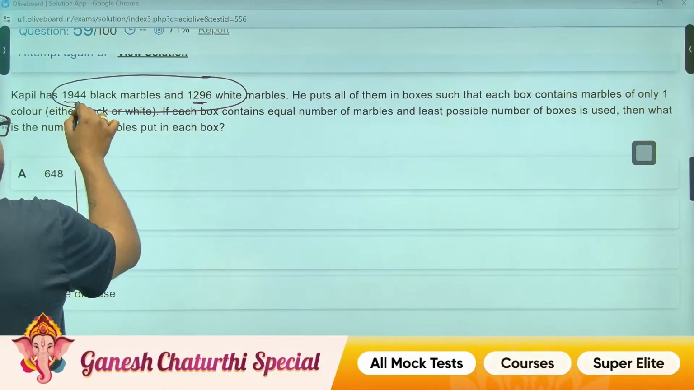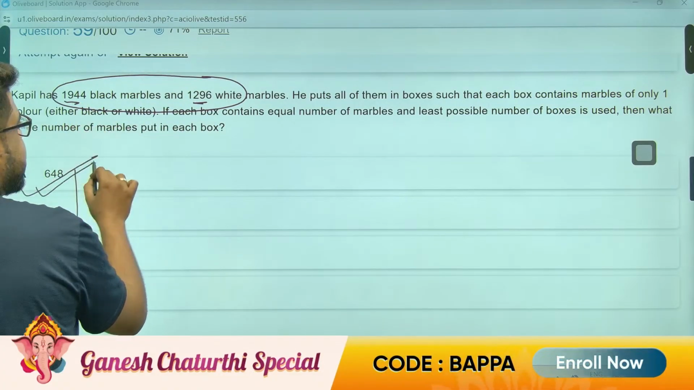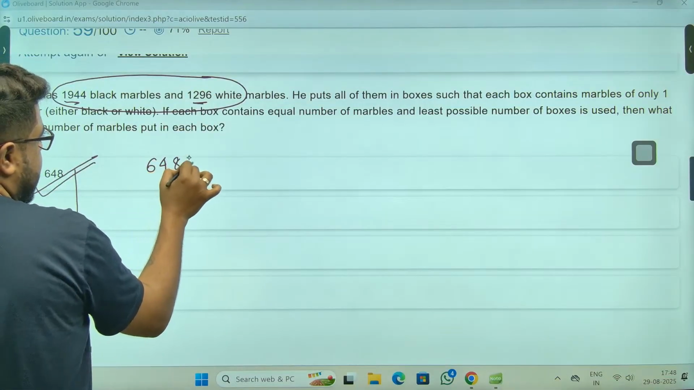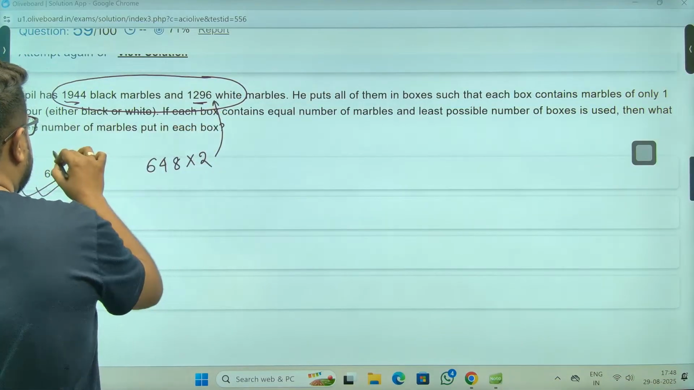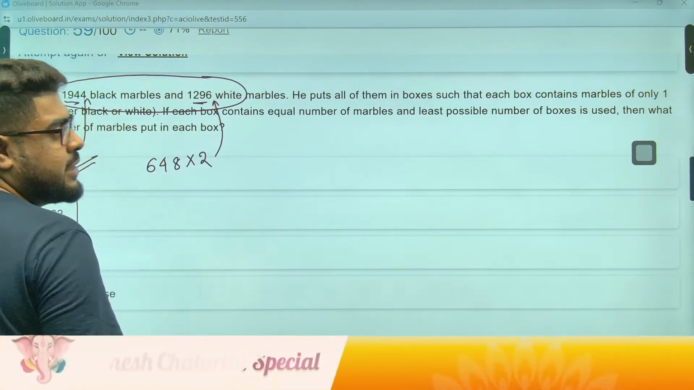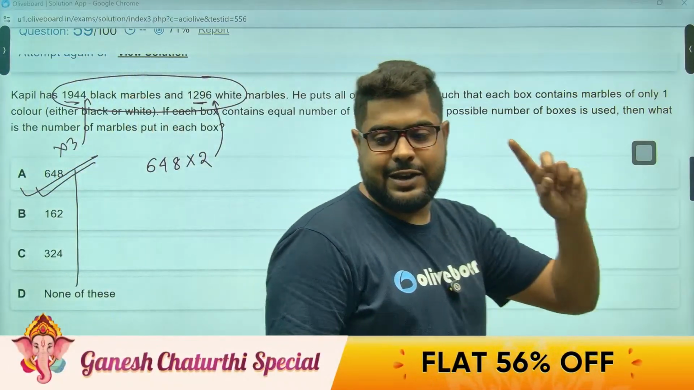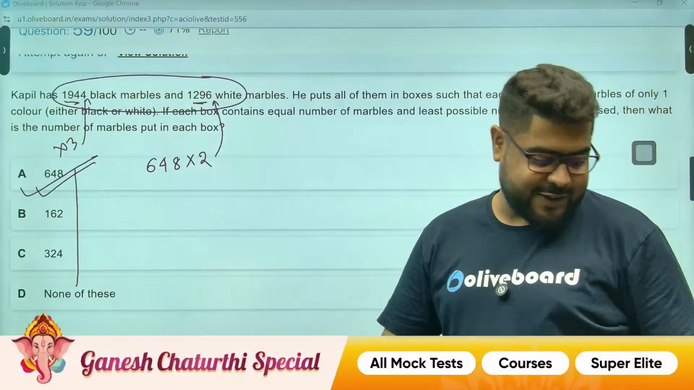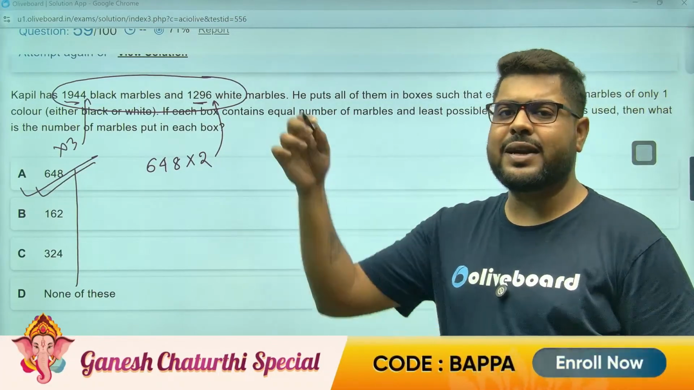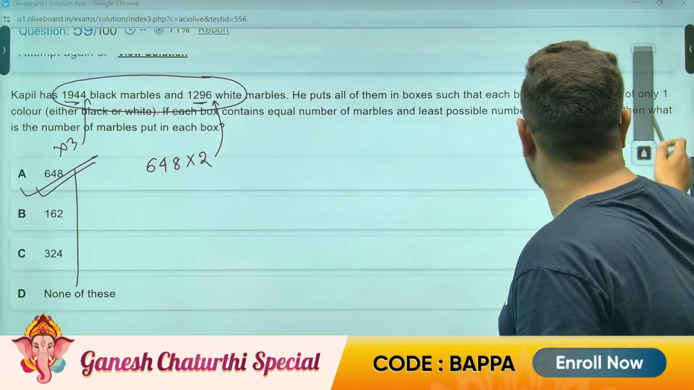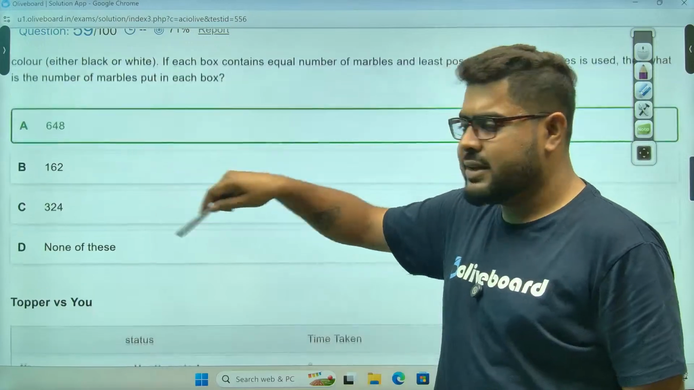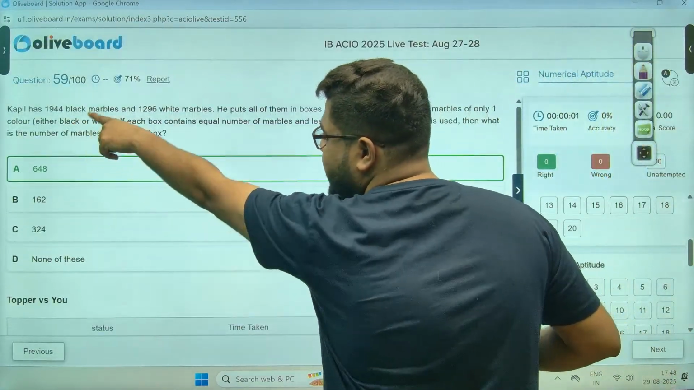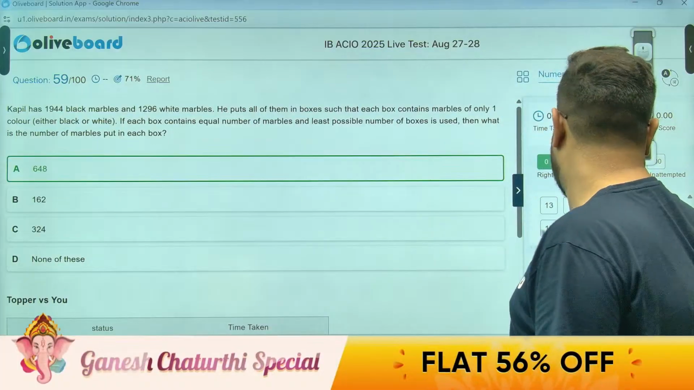96, 144. Sir, answer is 648. 648 into 2 is this, into 3 is this. You see, I've taken 1944, I've read it as 144 because 48 threes are 144. Now, the more you calculate, you kind of develop these instincts, because 3 sixes are 1800 plus 144 gives you 1944.